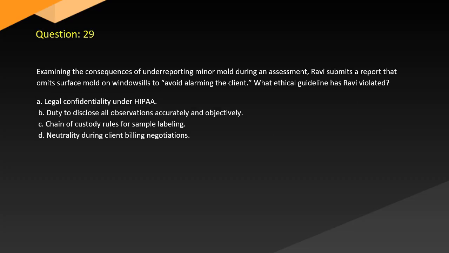Question 29. Examining the consequences of underreporting minor mold during an assessment, Ravi submits a report that omits surface mold on windowsills to avoid alarming the client. What ethical guideline has Ravi violated? A. Legal confidentiality under HIPAA. B. Duty to disclose all observations accurately and objectively. C. Chain of custody rules for sample labeling. D. Neutrality during client billing negotiations.